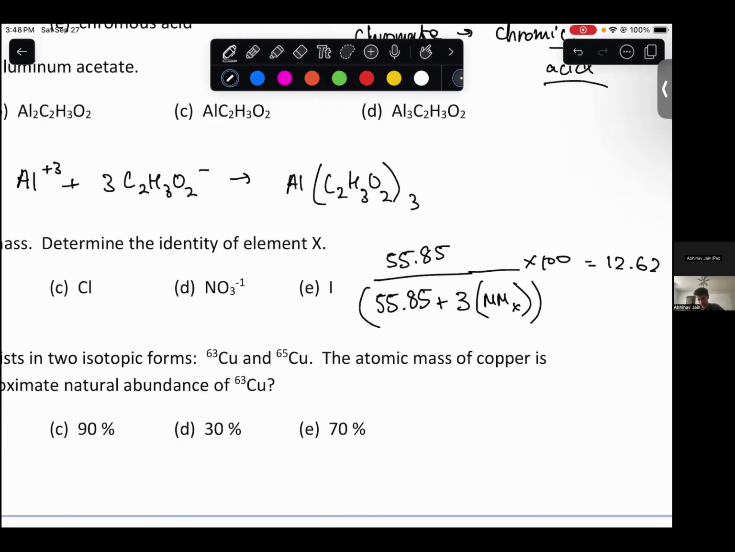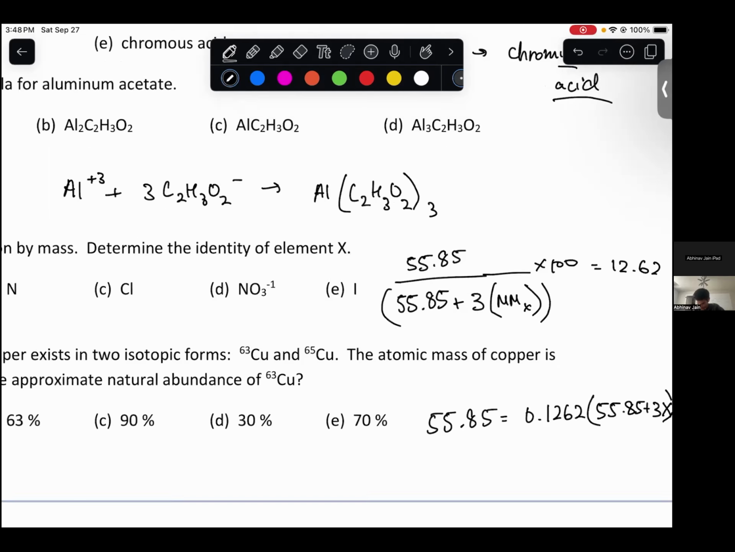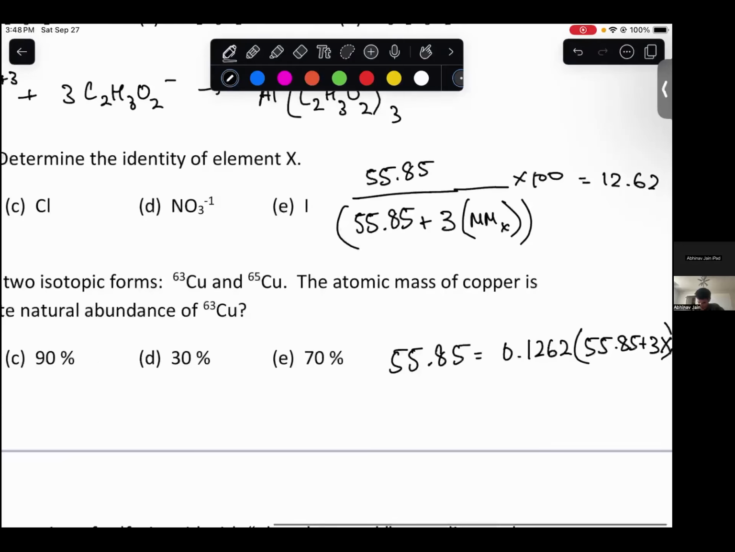So we'll get 55.85 equals 0.1262 times 55.85 plus 3x. I'm just going to call it x now instead of molar mass of X. Then we just divide 0.1262 on both sides.